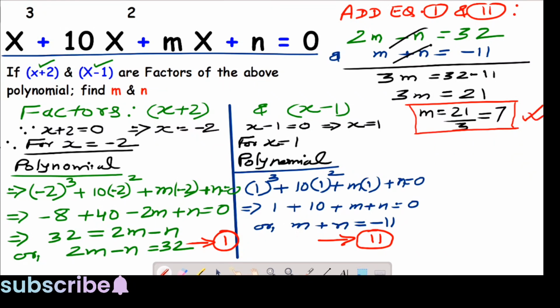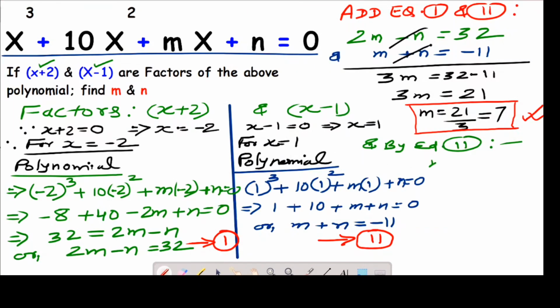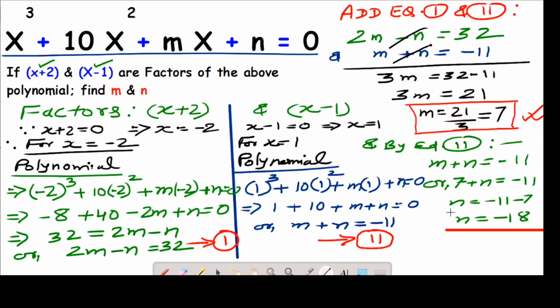Now the n is still unknown to us. Since the value of m is known to us, you can use equation number 2. Why 2? Because it's a simple m plus n equal to minus 11. So by equation number 2, just put the value of m equal to 7 to get the value of n as minus 11 minus 7. So n is equal to minus 18. So in this way the value of n is also calculated. So we have identified the value of m as 7 and n as minus 18, right? In this way we have solved this question.